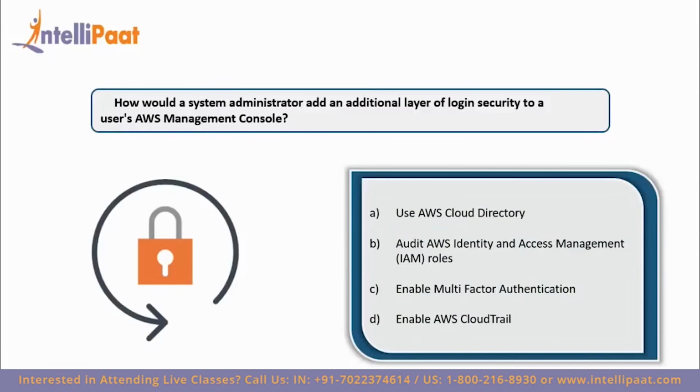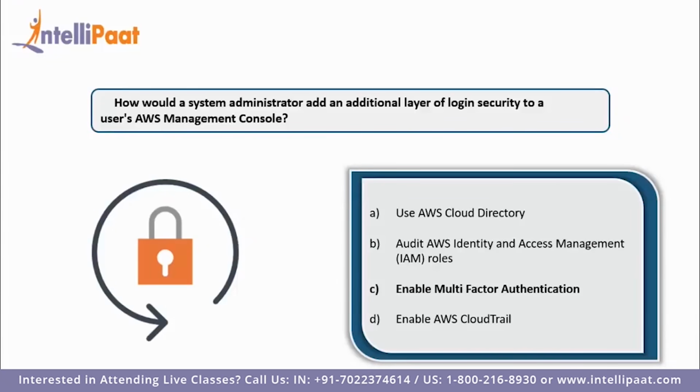So how would a system administrator add an additional layer of login security to a user's AWS management console? So this is a simple question. The answer for this is enable multi-factor authentication. So multi-factor authentication basically deals with rotating keys, that the keys are always rotating. So every 30 seconds, a new key is generated, and this key is required while you're logging in. So once you've entered your email and password, it will not straight away log you in. It will again give you a confirmation page for a code that you have to enter, which will be valid for those 30 seconds.